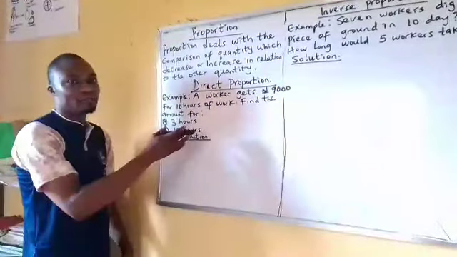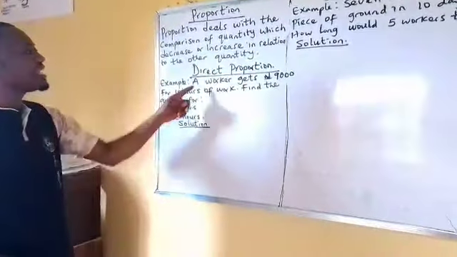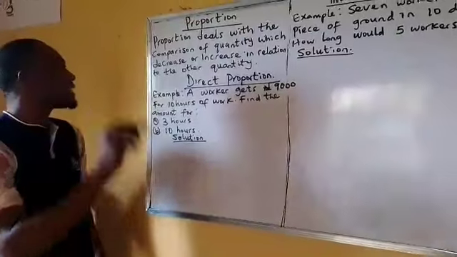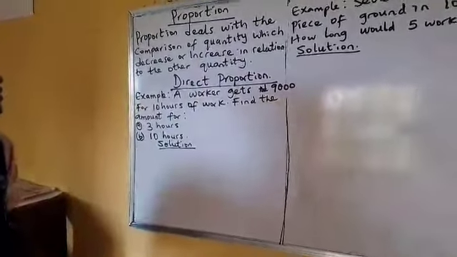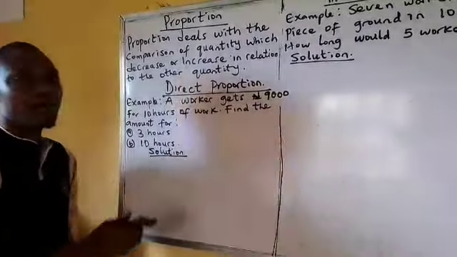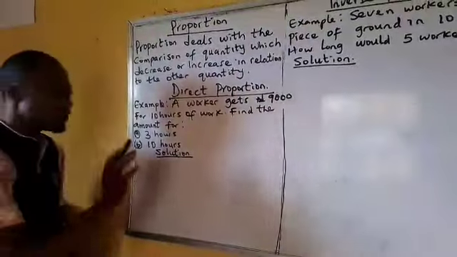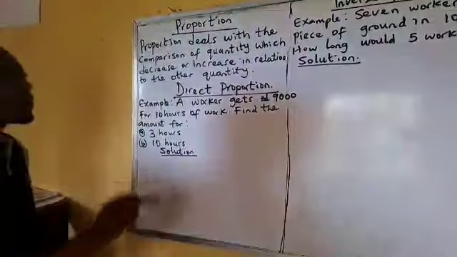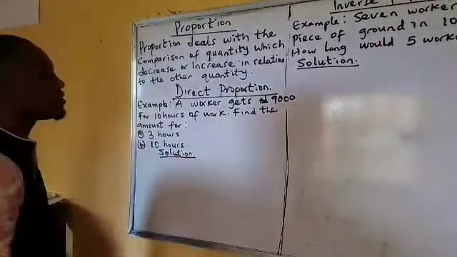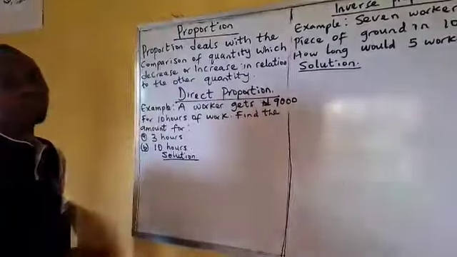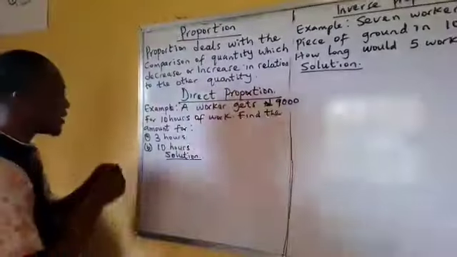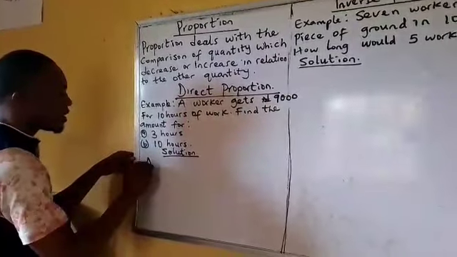Now, let's look at the direct proportion. For example, a worker gets 9,000 naira for 10 hours of work. Let's find the amount the worker gets for 3 hours and 10 hours. Firstly, we have to get how much she was paid for an hour. Let's calculate for an hour.